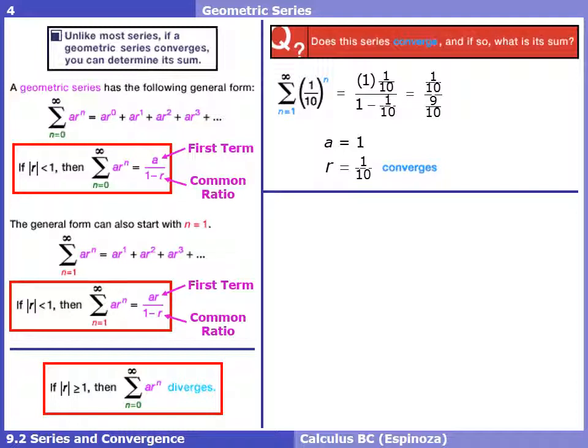If we perform the simple arithmetic here, we'll get 1/10 over 9/10, and when we have this fraction in the bottom, hopefully you know the quick little trick is to flip that and multiply by the reciprocal. So 1/10 times 10/9 is of course just 1/9. So this geometric series not only converges, but we can also say that it converges to 1/9.